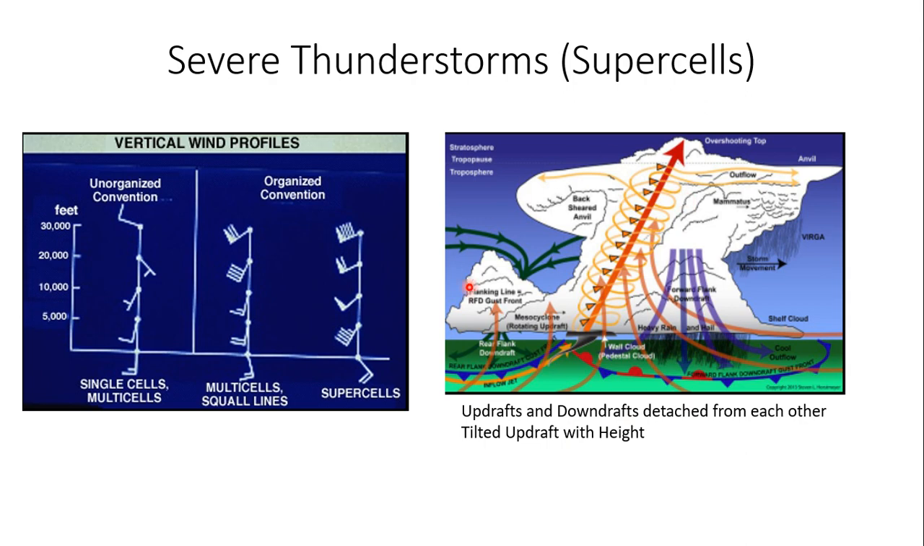But this is just a great example. This is a beautiful looking structure here. Again, the updrafts and downdrafts are separate. There's no downdraft choking off this updraft. Okay? And that's the big difference.